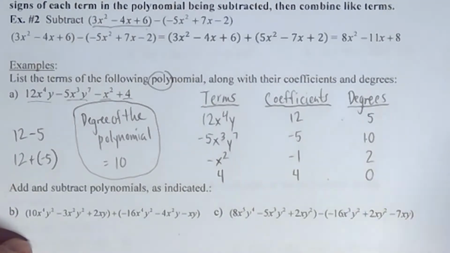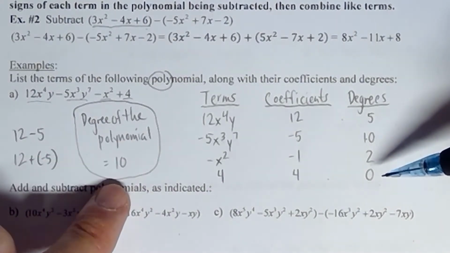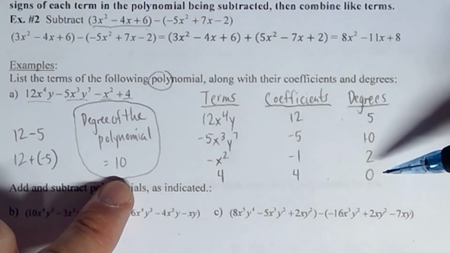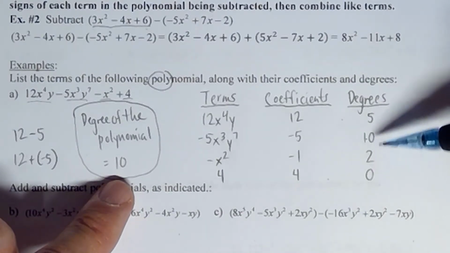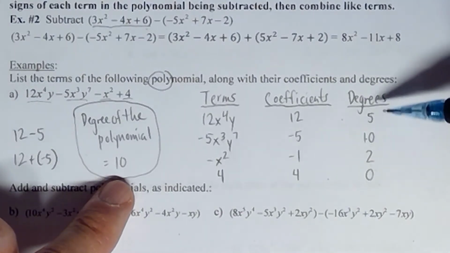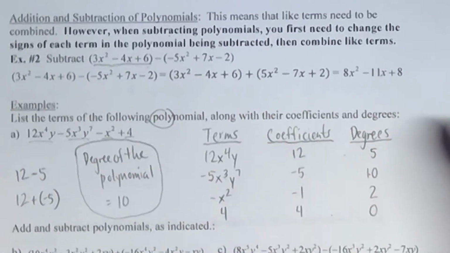Okay? So you have the degrees of the individual terms, and then if they ask for the degree of a polynomial, or if we talk about it, you know that that number is going to be the biggest of the degrees of each of the individual terms right here. Okay, so that is polynomials.